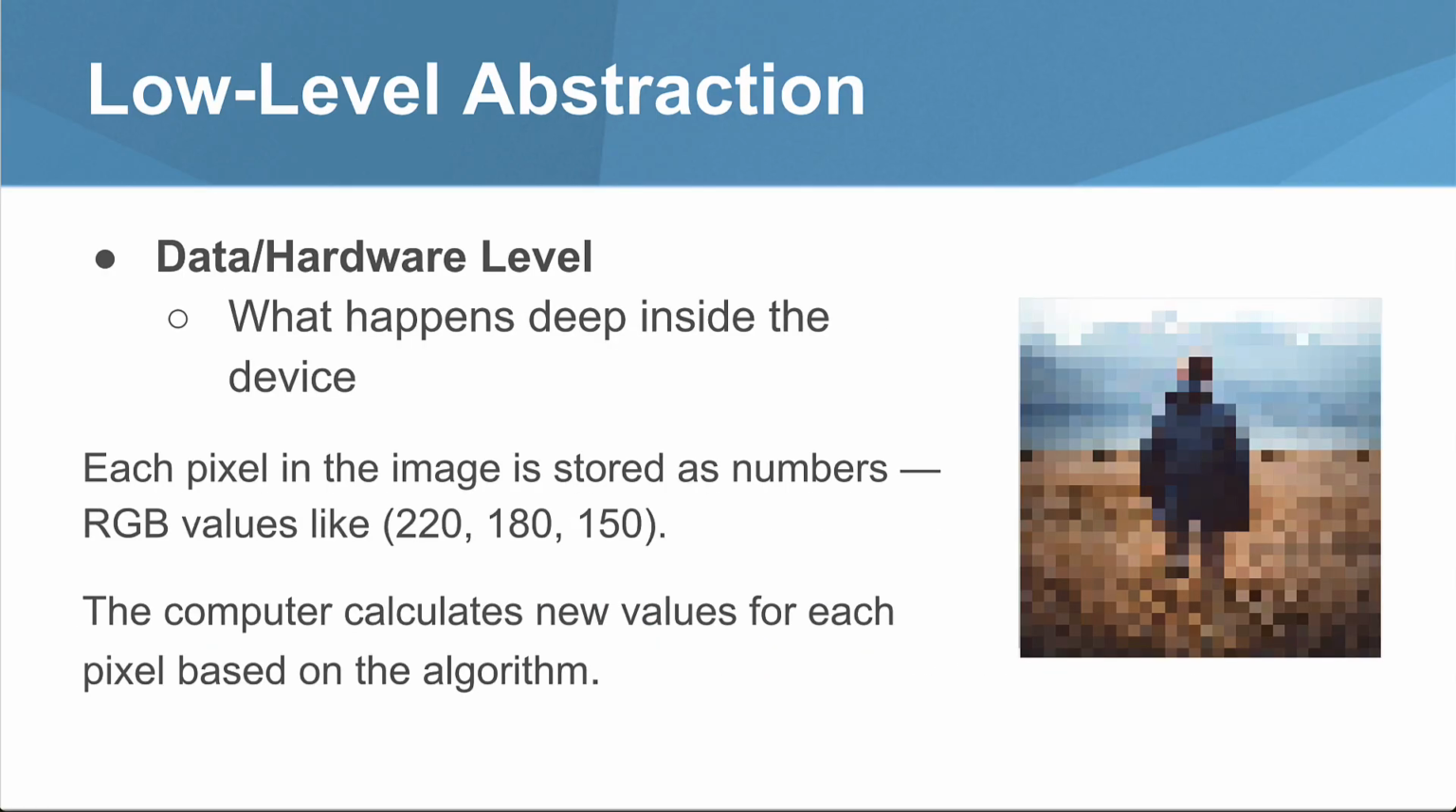And at the lowest level, the device is working with raw data. Every pixel in the image is stored as numbers or RGB values. When we apply a filter, such as brightness or color, the computer calculates new values for each pixel based on the algorithm. It sounds complicated, but it's what makes all the visual effects possible.